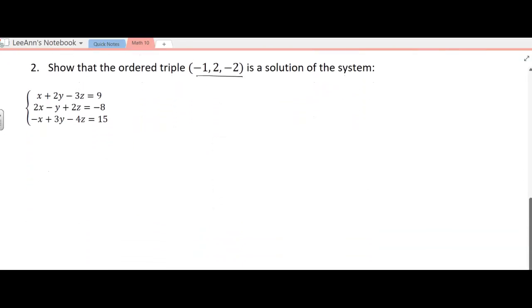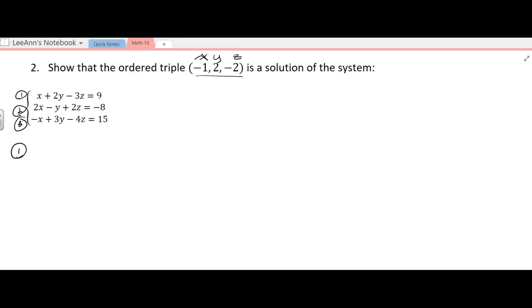All right, number 2, show that the ordered triple is a solution of the system. So we've been working on those in chapter 5. How do we show it's a solution of the system? Well, you're going to take the X value, the Y value, and the Z value, and you're going to do each equation. So there are 3 equations. It has to work in all 3 equations.